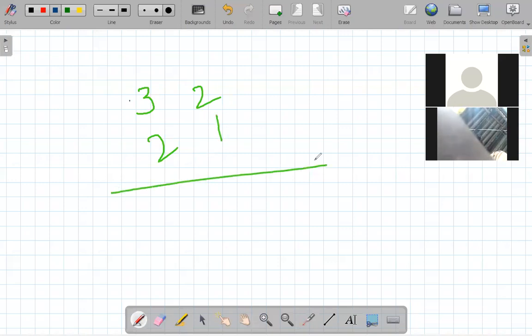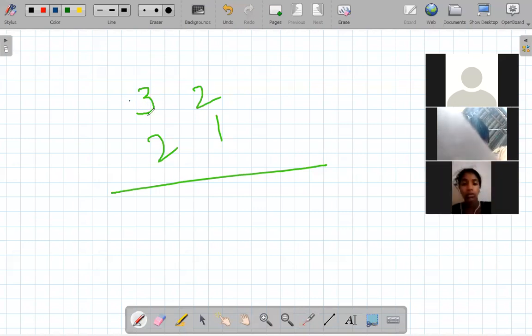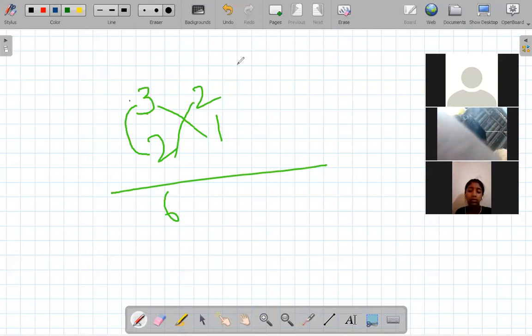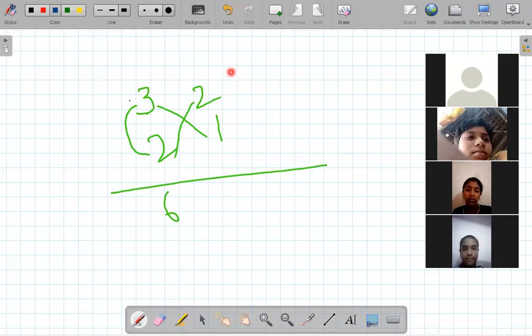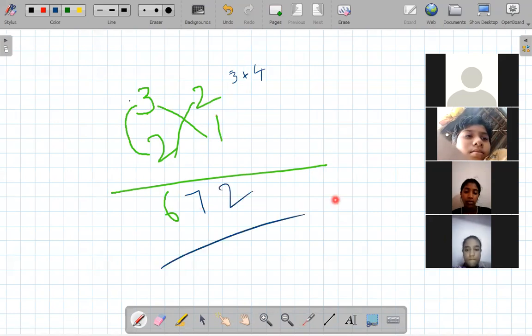32, 21. So what is the first step? Multiply these two. 3 2s are 6. Then the second step, cross multiplication. That means 3 1s are 3, plus 2 2s are 4. And 2 ones are 2. So 672 is the answer.